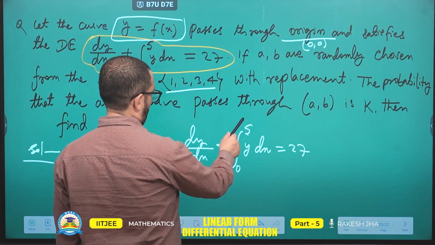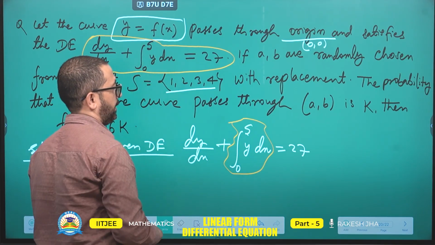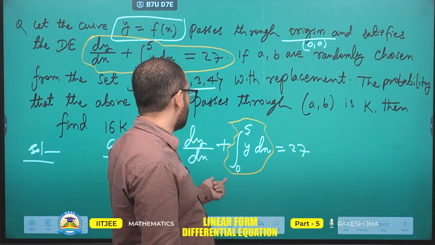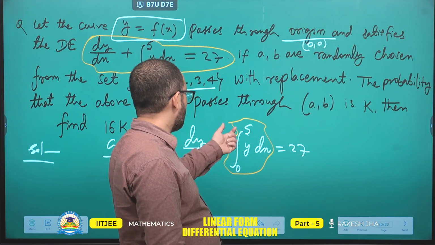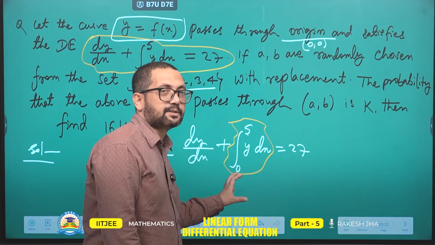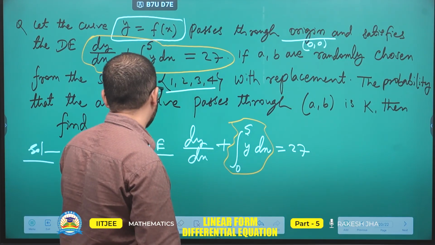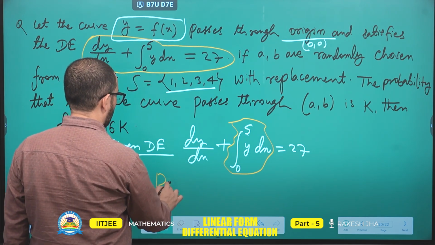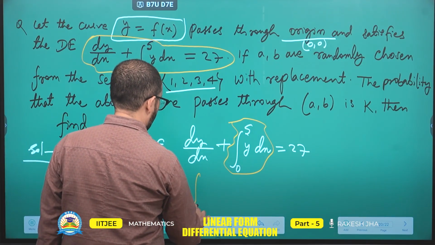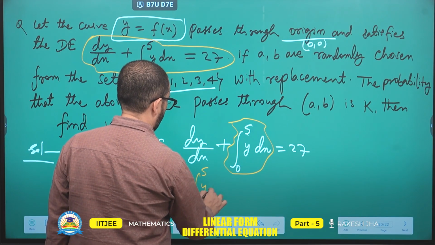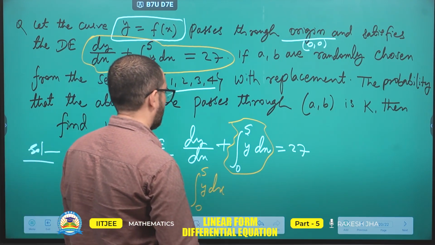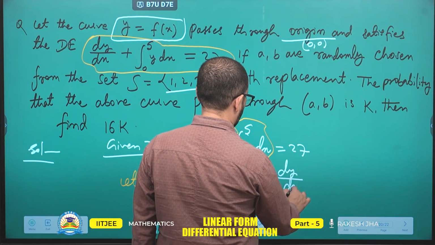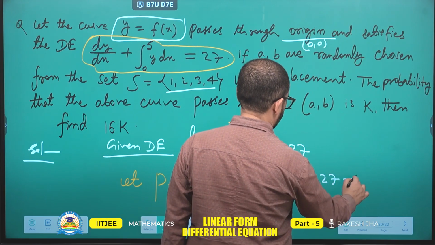In this, if you see closely, this integral is nothing but a constant only. Why is it constant? Because after integration, if you put in the upper limit and the lower limit and subtract, you will get some value here. So that is the constant. So let p be equal to the integral from 0 to 5 of y dx. So the given differential equation will therefore be dy by dx is nothing but 27 minus p.